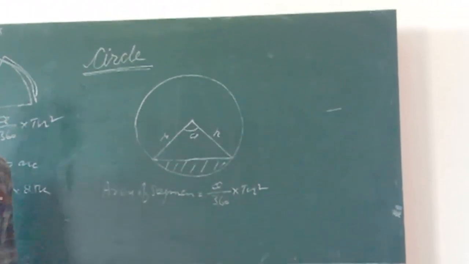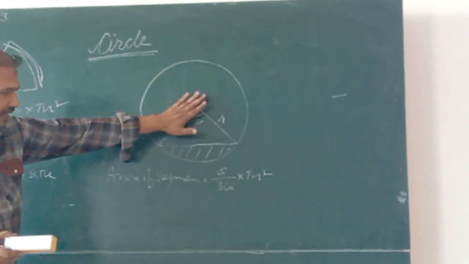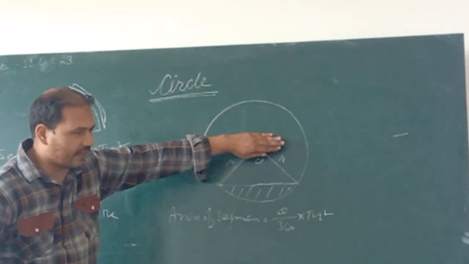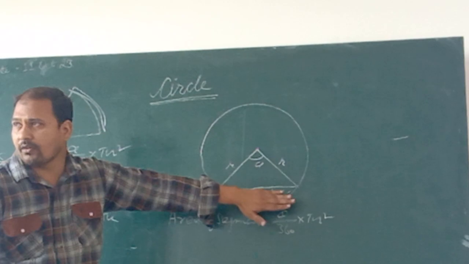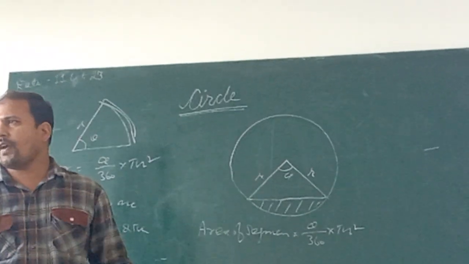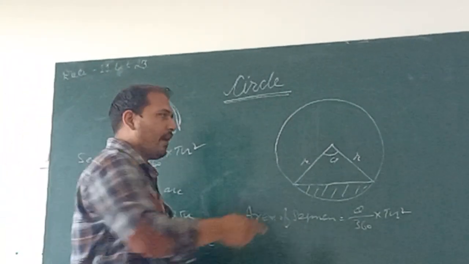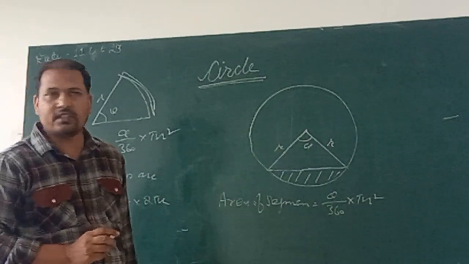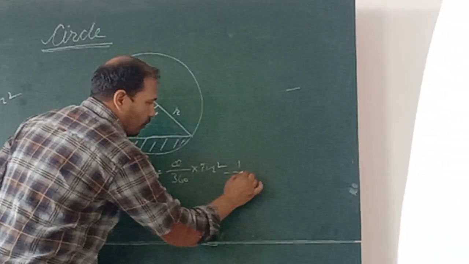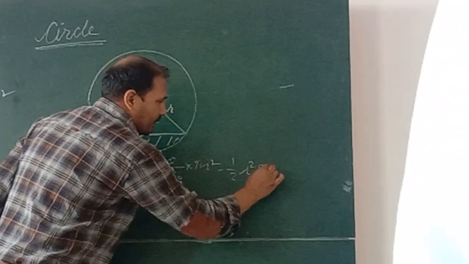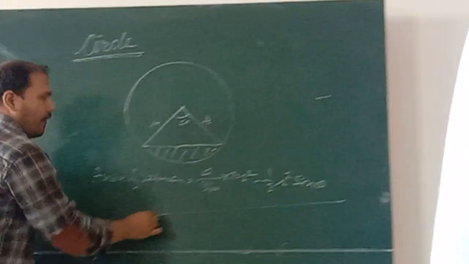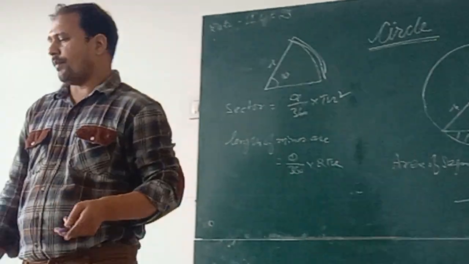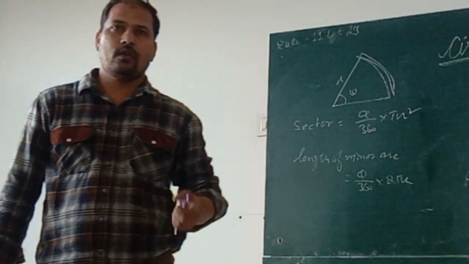Listen carefully, all. The area of the sector is found. From the whole sector, you reduce the area of the triangle, and the remaining is the area of the segment. The formula to find the area of the triangle, when the angle at the center is given, is 1/2 r square sin theta. So the area of the segment is theta upon 360 into pi r square minus 1/2 r square sin theta. That is our formula to find the area of a segment. After that we will solve this sum.